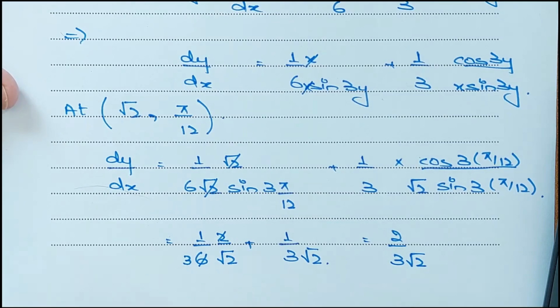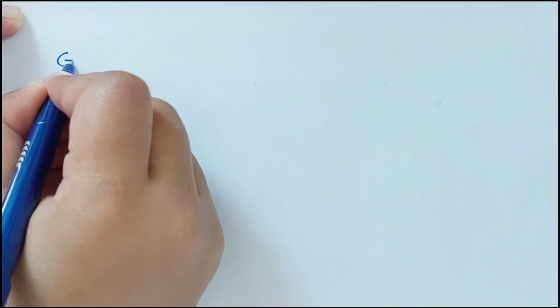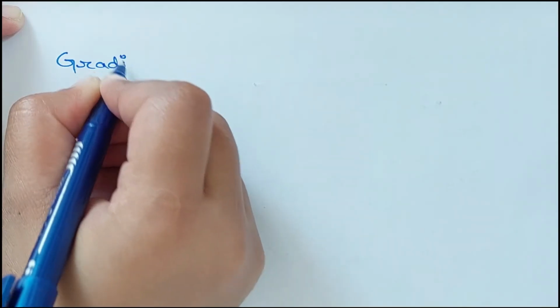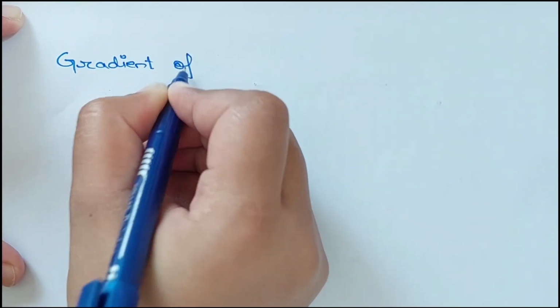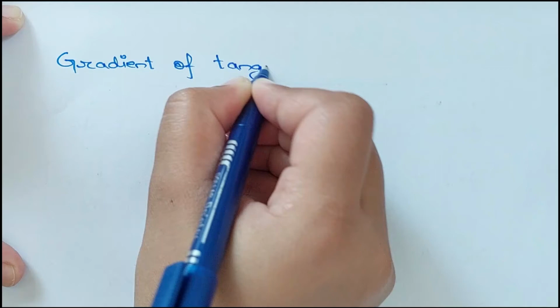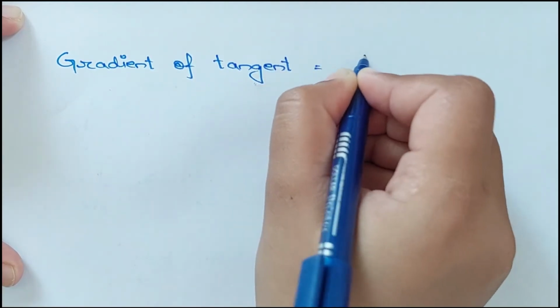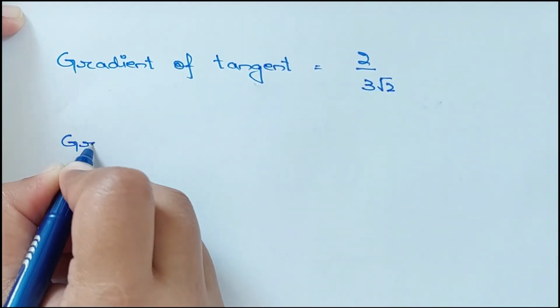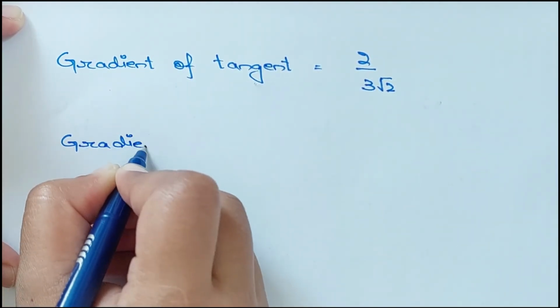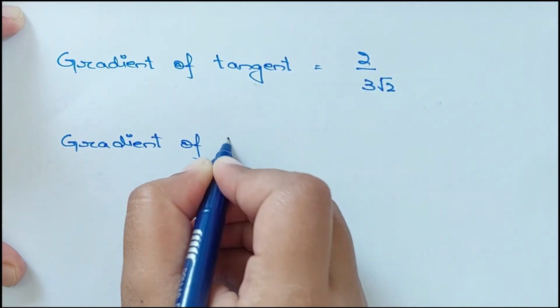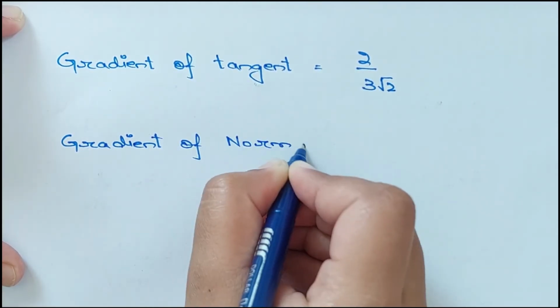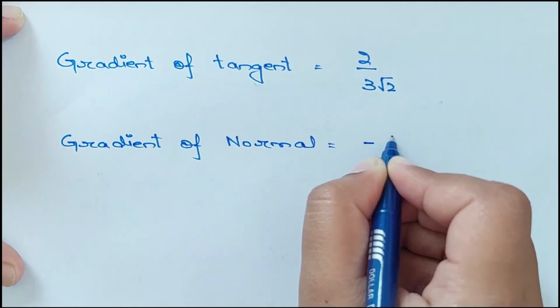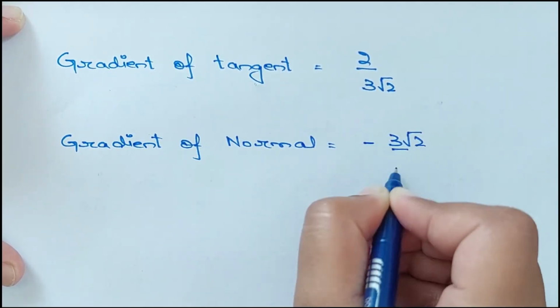Now to find the gradient of normal, we have to do the negative reciprocal of gradient of tangent, right? So we have gradient of tangent is 2 over 3 square root of 2, and the gradient of normal is negative reciprocal, 3 square root of 2 over 2.